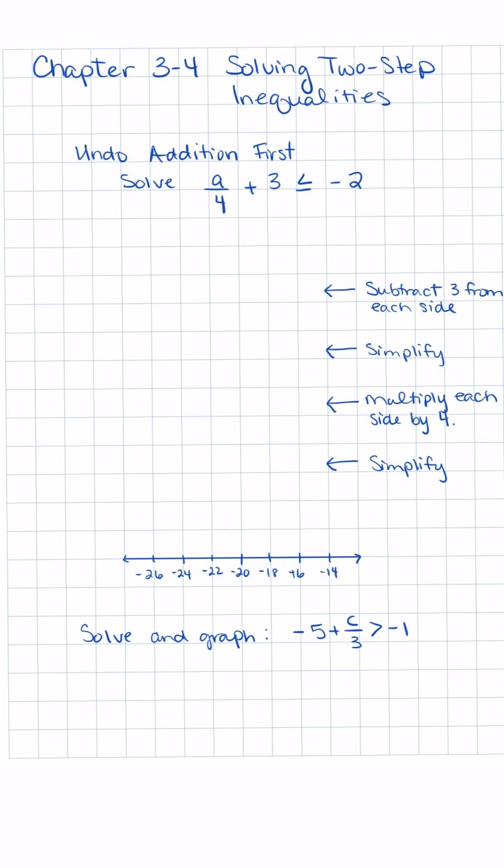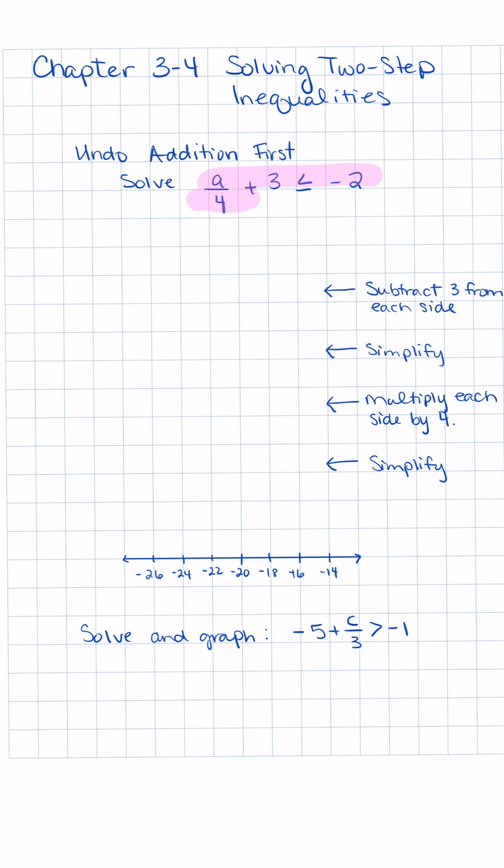For many inequalities, you undo the addition or subtraction first. Then you undo the multiplication or division. These are the same steps you'll follow when solving a two-step equation. So, our first thing is undo the addition first. So here is our inequality.